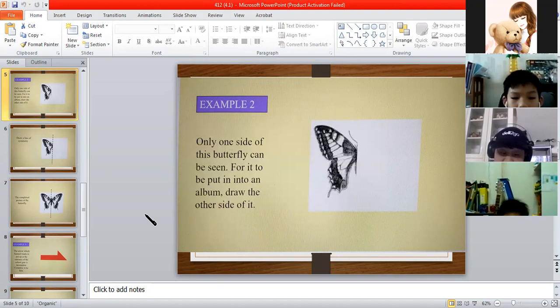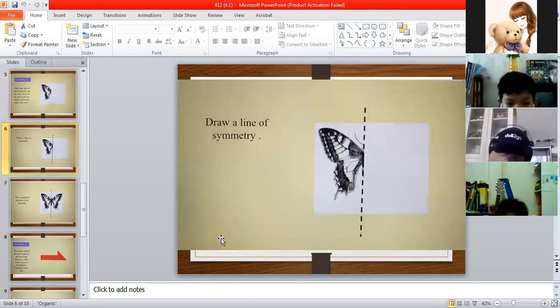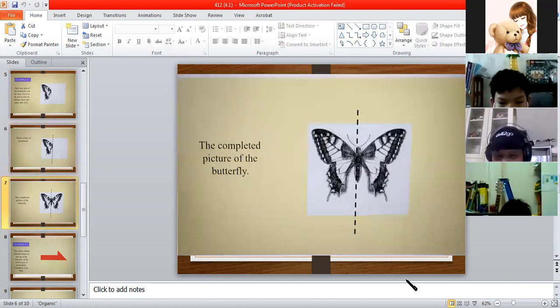How can you let me know? Vertically is correct, but Chanel said horizontally also can. Horizontally is totally wrong. You cannot draw horizontally because the shape is different. As you see, once we draw a line of symmetry, can you see here? Yes, teacher. Okay, so the completed picture of the butterfly looks like this. Understand or not?